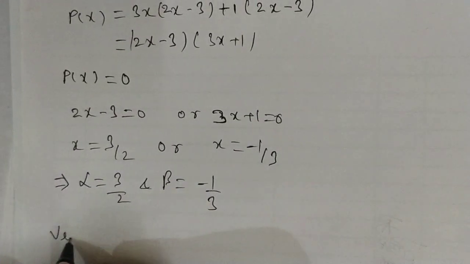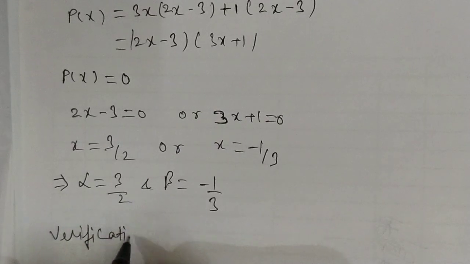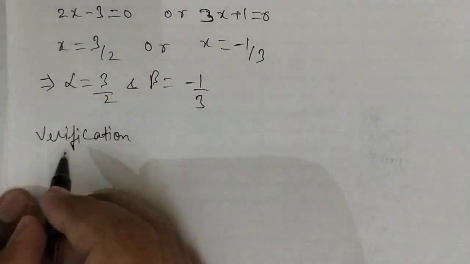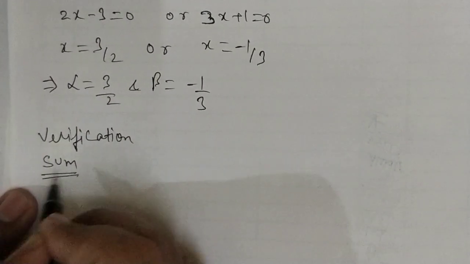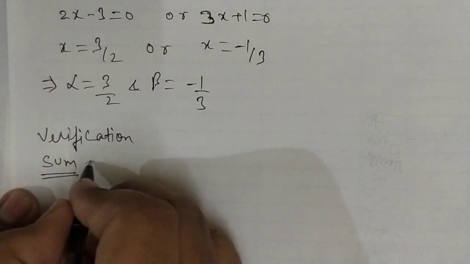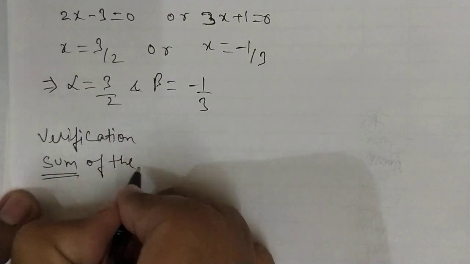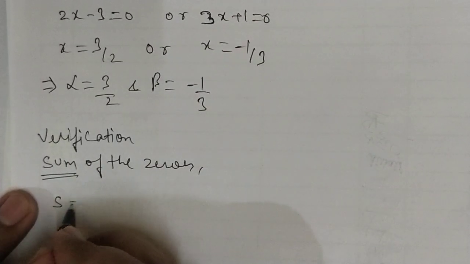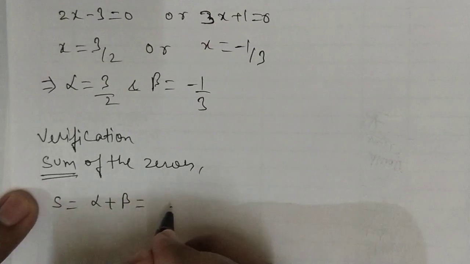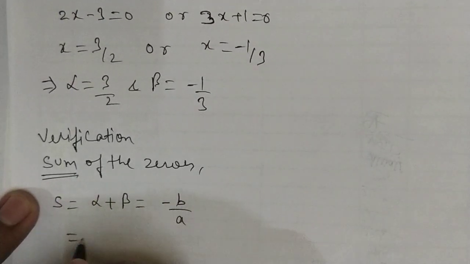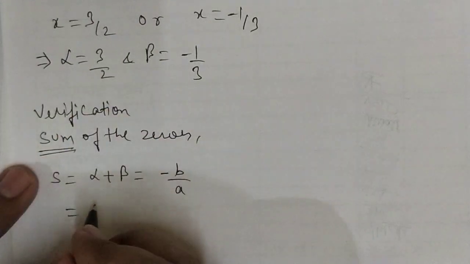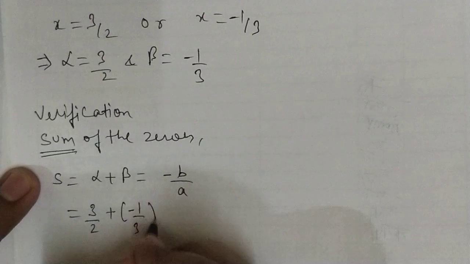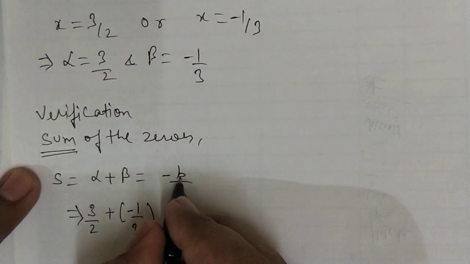Now verification. What you have to do? You have to verify the relation. So first I will verify for the sum of the zeros. Sum of the zeros means S. S means alpha plus beta, which is given by minus b upon a. What is the value of alpha? 3 by 2. What is the value of beta? Minus 1 by 3. What is the value of b?